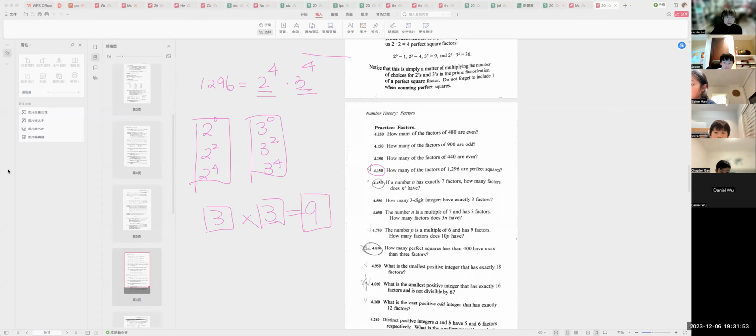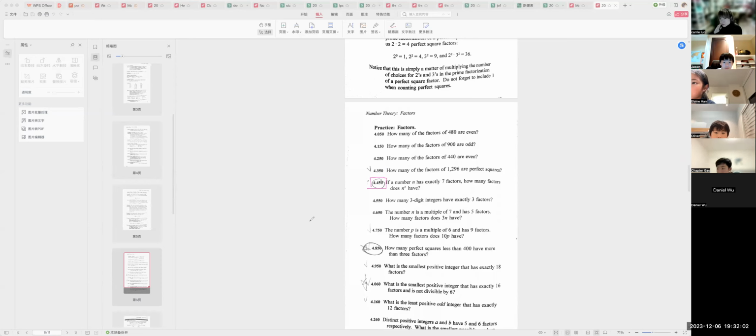Okay, so now let's take a look at number 4.45. Okay, so this question is a little bit harder, so I'm going to help you. I'll give you 2 minutes to try to do it. If a number n has exactly 7 factors, how many factors does n squared have?